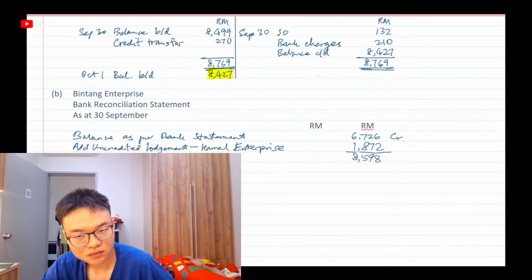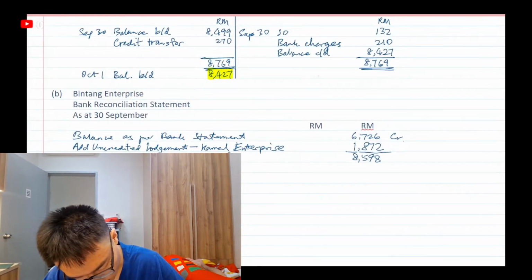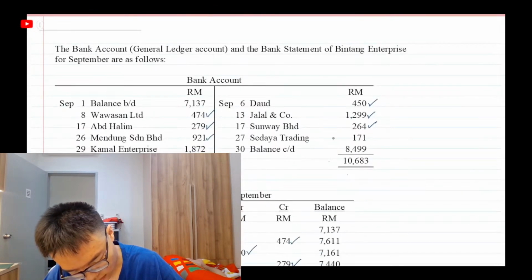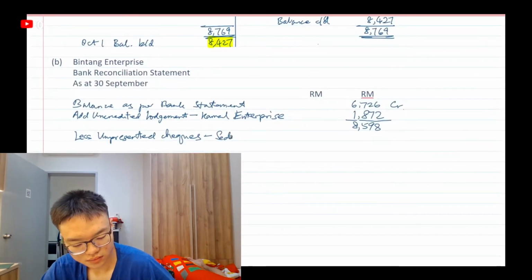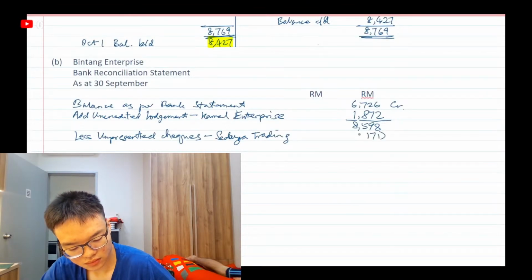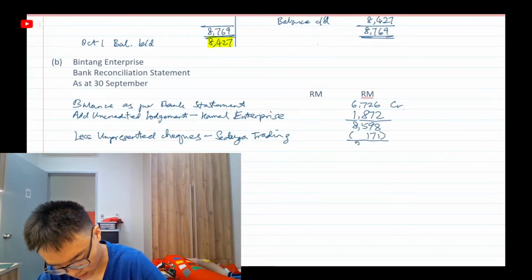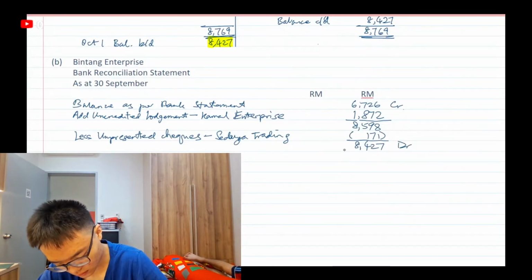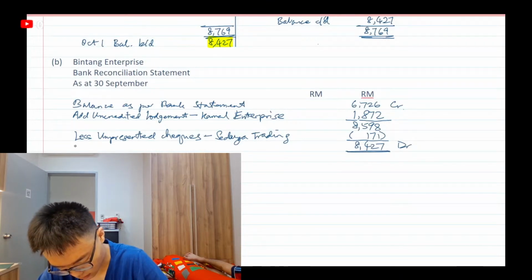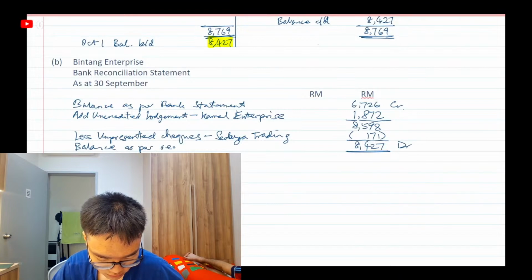Unpresented check. Now there's only one. The unpresented check is to the Dyer Trading, 131 ringgit. Now less means you minus, so put the bracket around the number, and you get 8,427 ringgit. So this is a positive balance. That means it's a debit balance in your cash book or bank account. So this is balance as per revised.